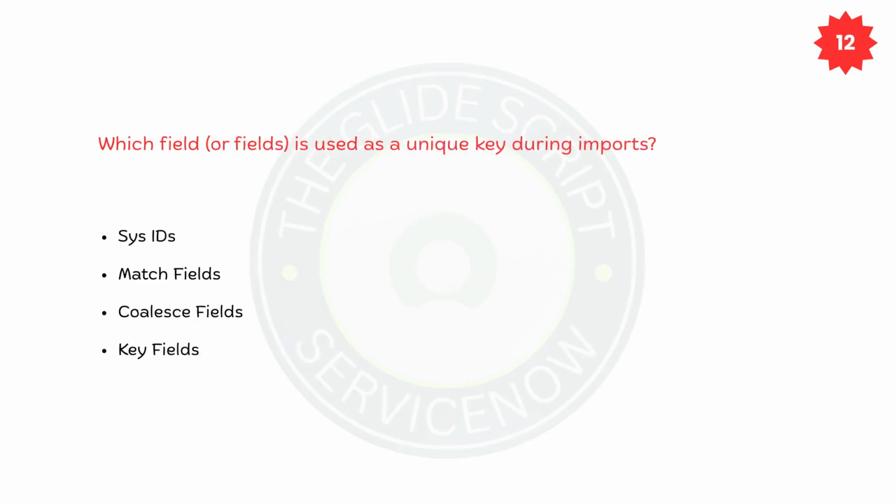Which field or fields is used as a unique key during imports? So very simple, very important. The coalesce field is used as a unique key to avoid duplicate entries during the transform map.